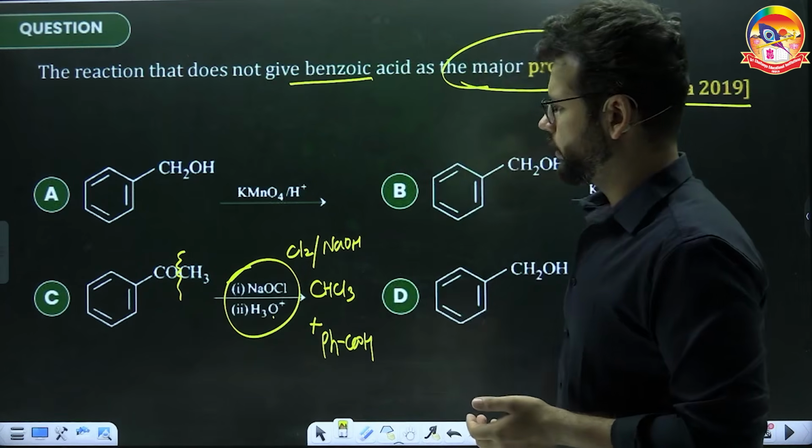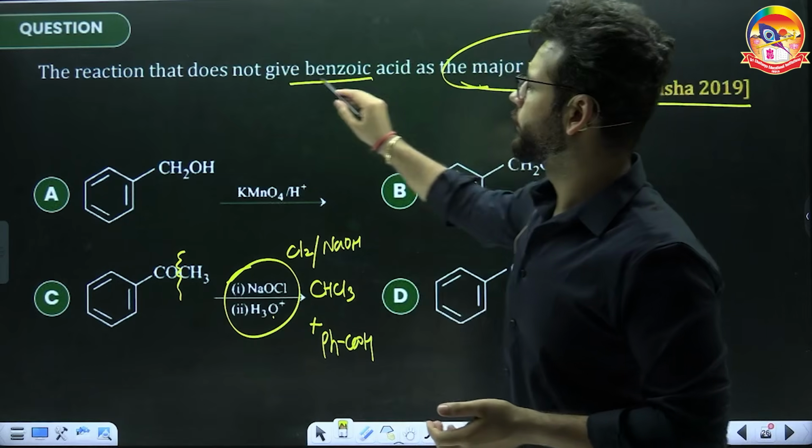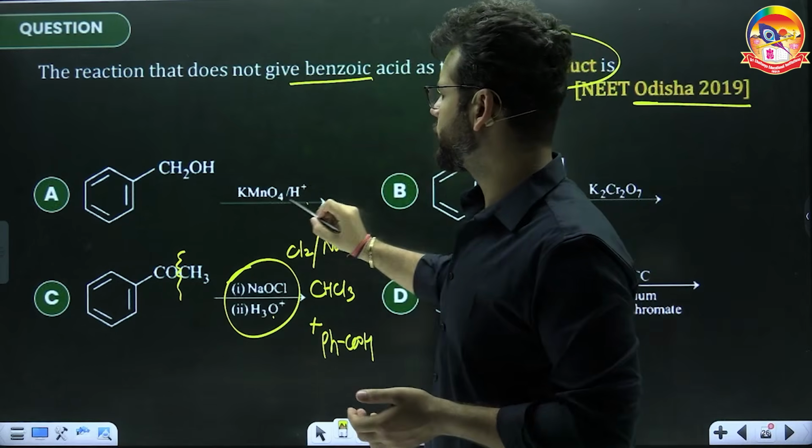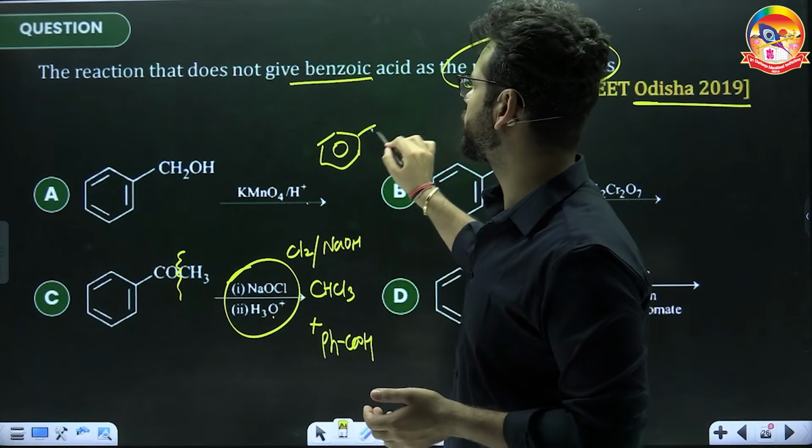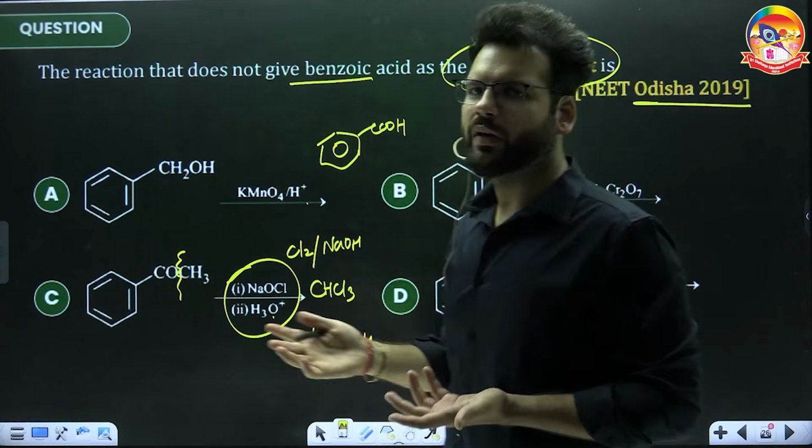Okay. They are asking who will not give benzoic acid. First one, KMnO4, this will give benzoic acid. Any primary alcohol with a strong oxidizing agent will become acid.